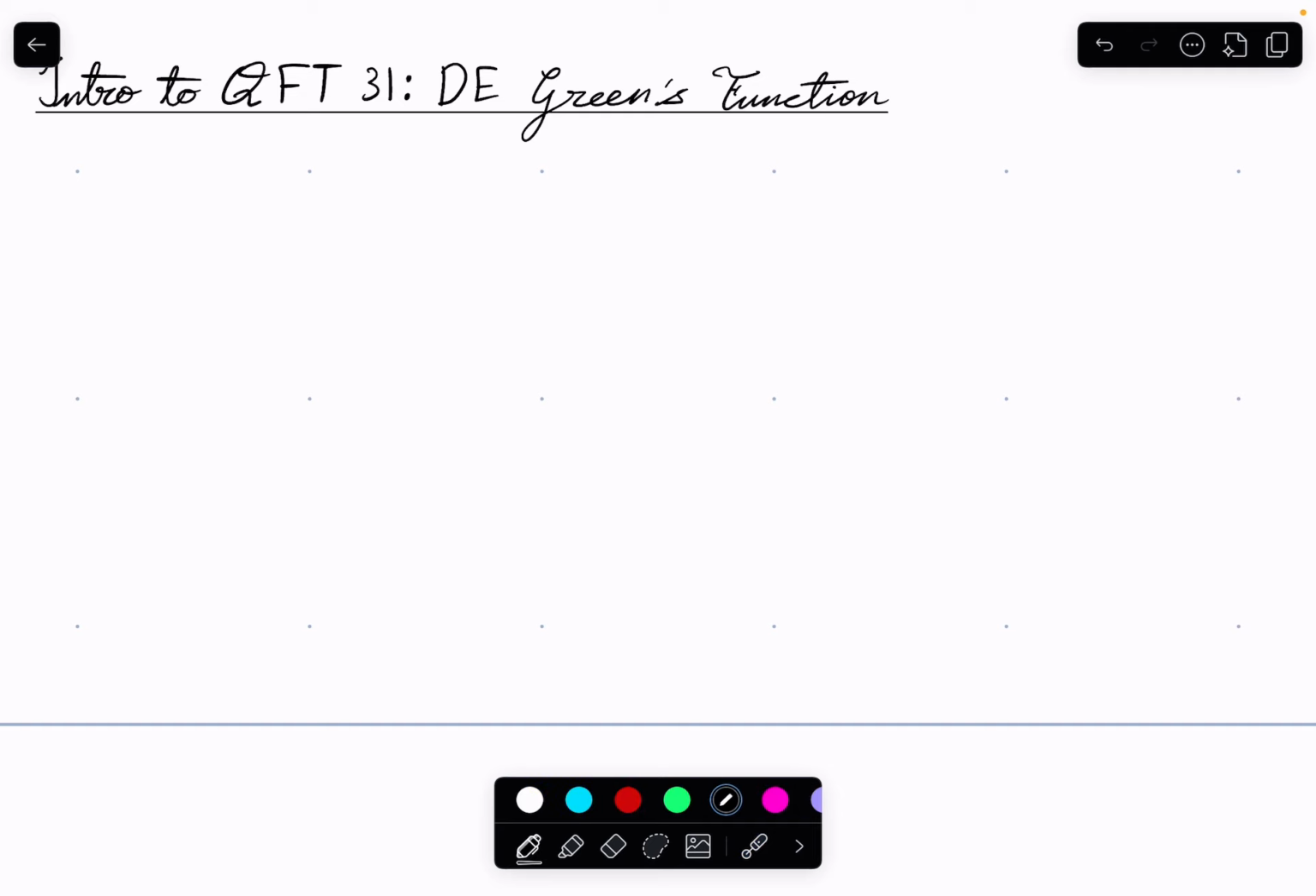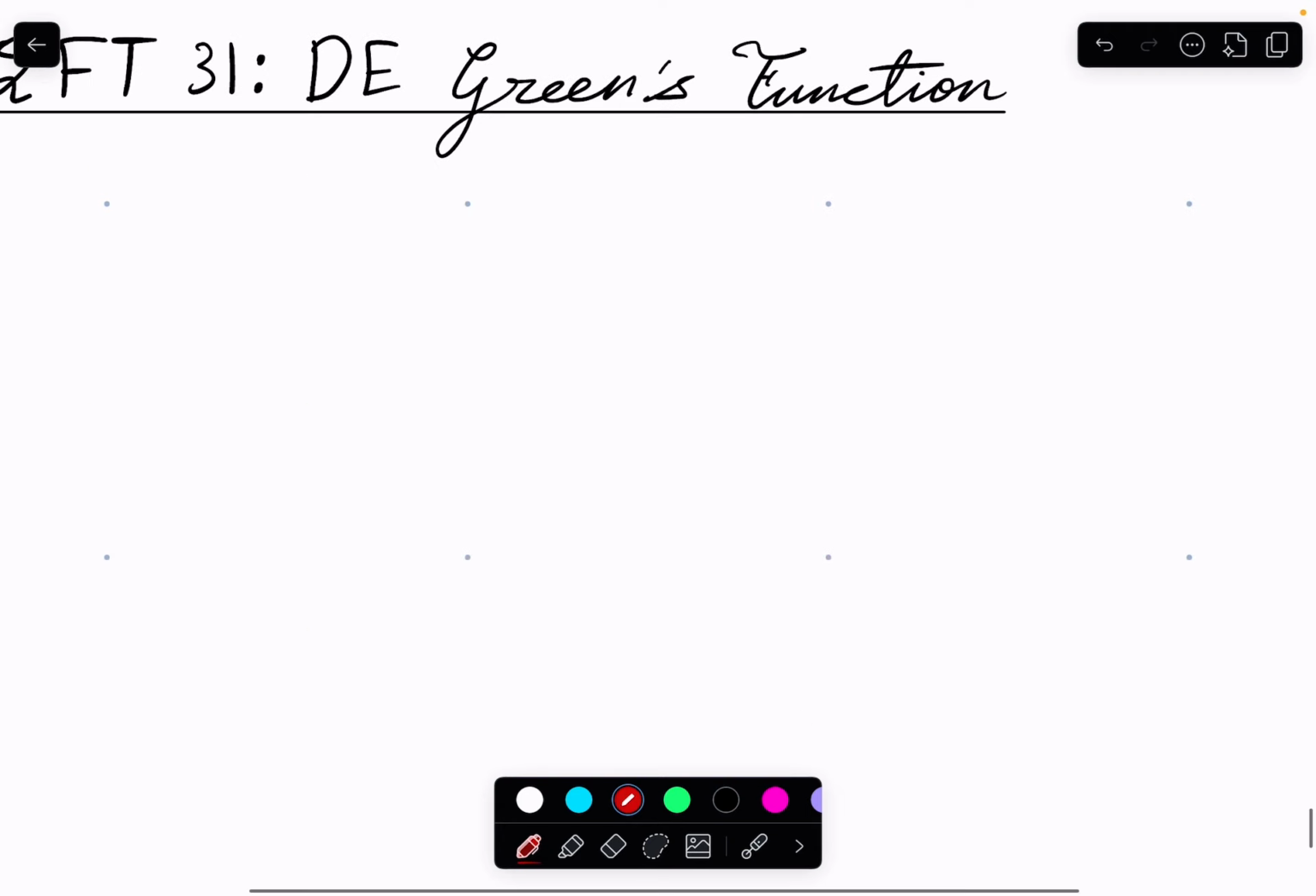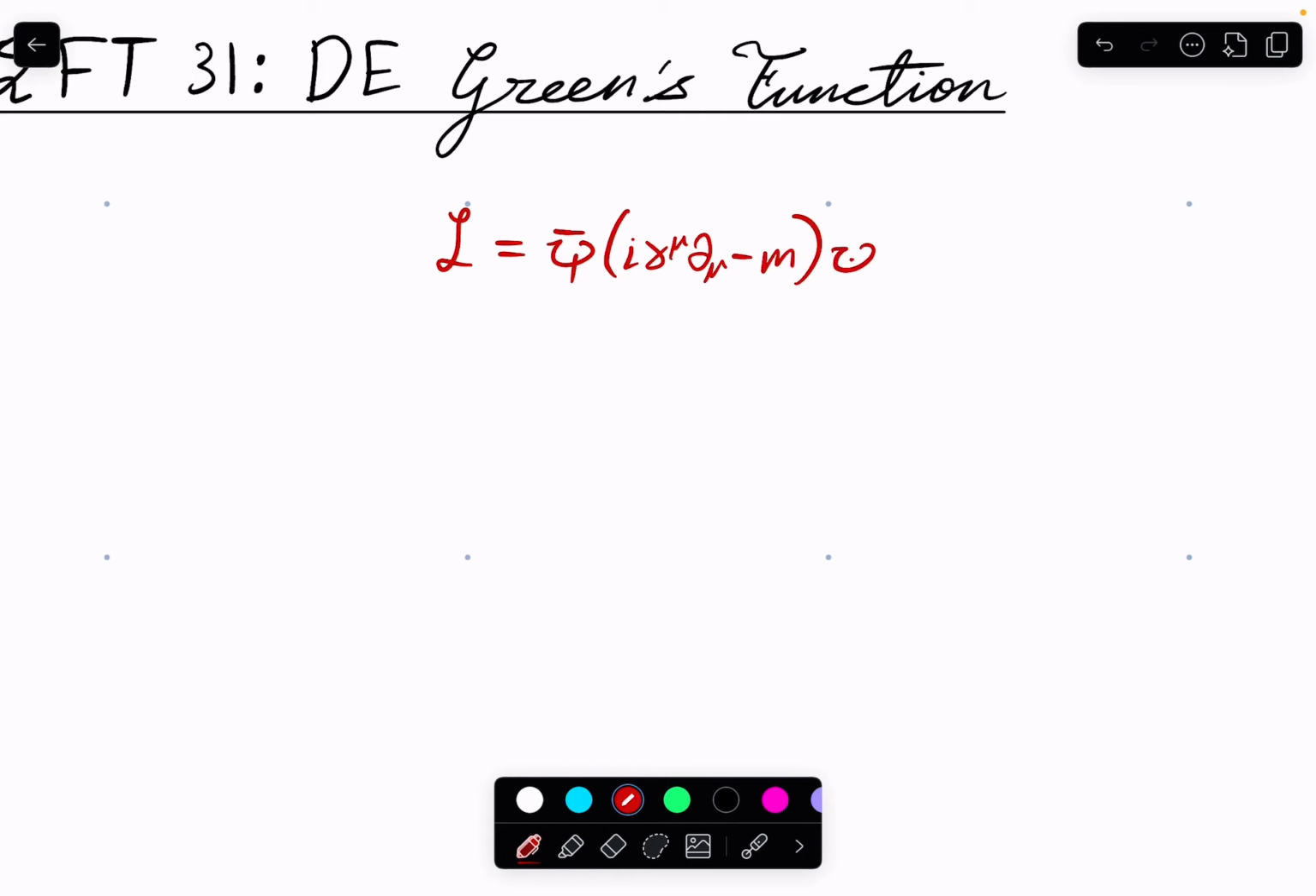So we're going to start with the Dirac Lagrangian, which has an interaction potential, which means that we have the Lagrangian here, which is the conjugate spinor times i gamma mu partial mu minus mc, and plus some interaction potential, which will depend on both of these fields.